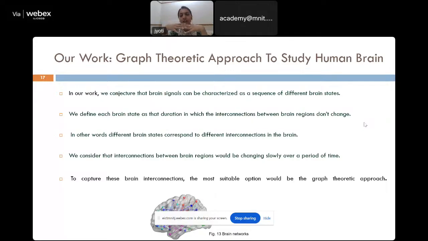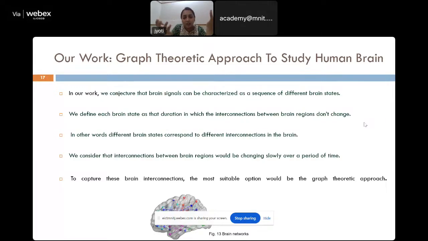So when I'm doing any task, different areas of my brain will be connected together. There will be some kind of connections between my brain areas. When I'm doing finger tapping, when I'm speaking, different areas of my brain will be working together. When I'm doing any motor activity, different areas of my brain will be connected together. So we hypothesize that when we are doing a particular task, the brain will be in a corresponding particular brain state, and by brain state we mean that the interconnections between brain regions do not change when we are doing that particular task.